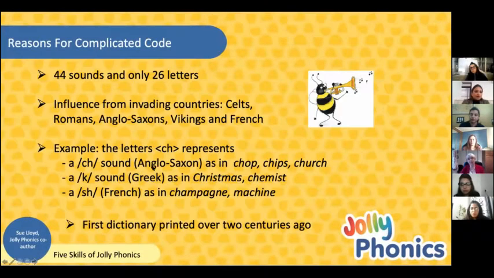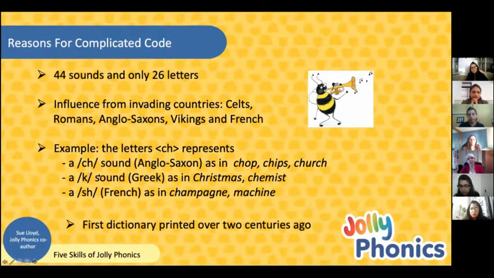And so why is it tricky? Well, the first snag is that there are only 26 letters to represent the 44 sounds that we speak in English. We had lots of influences from other countries: the Celts, the Romans, Anglo-Saxons, Vikings, and French. They came to our countries, invaded, and left their legacy.